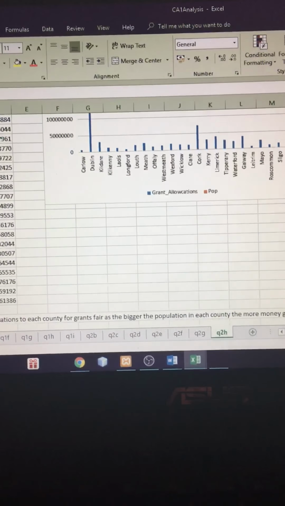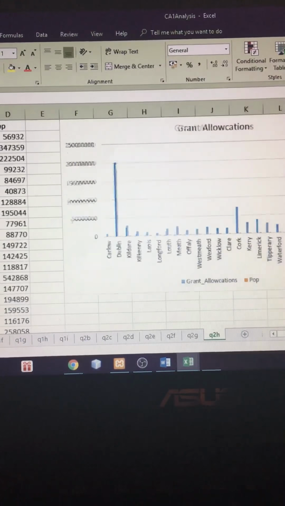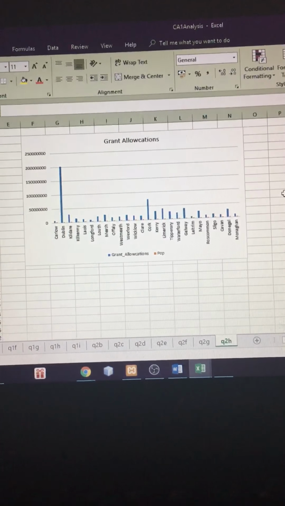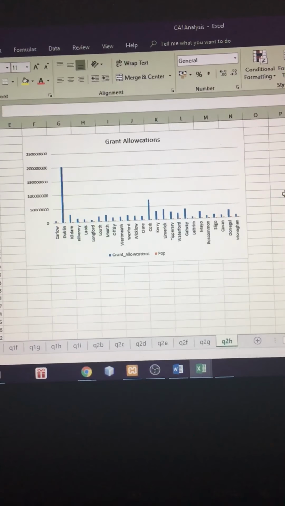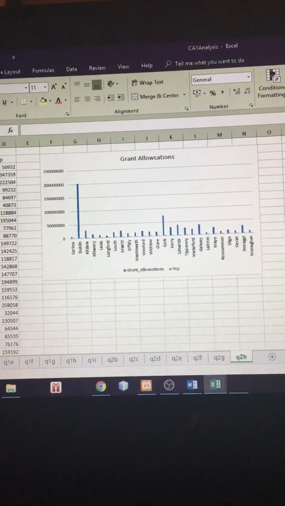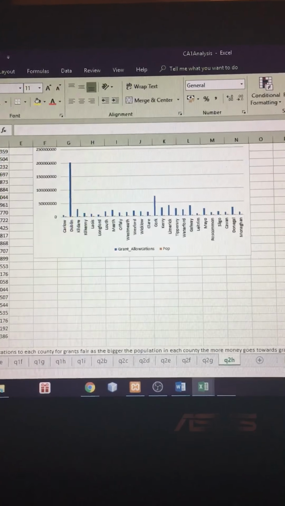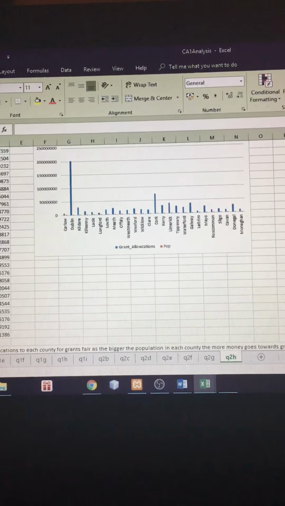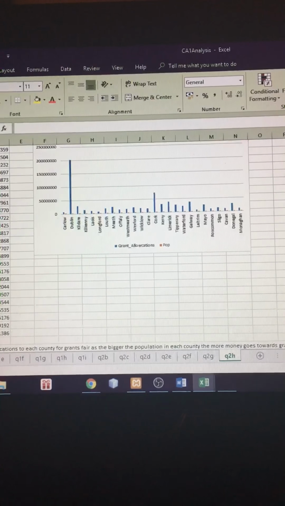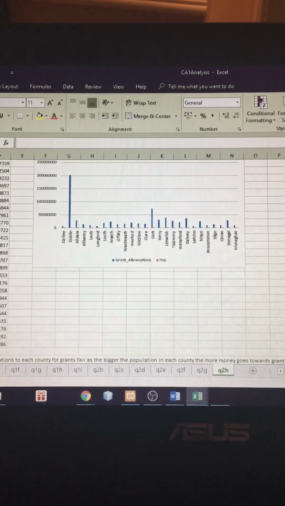And the last one was make a graph about the grant allocations given to each county. So I've got a plot that has all the counties along the bottom, and the blue bars are the grant allocations going up, and the numbers are along the side. And then my comment was that I find the allocations to each county for grants are fair, as the bigger the population is in each county, the more money goes towards grants. And that's it.